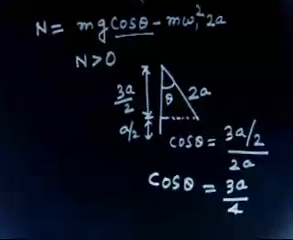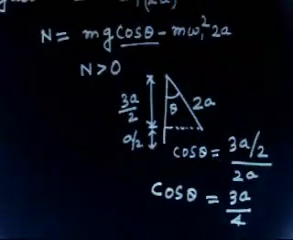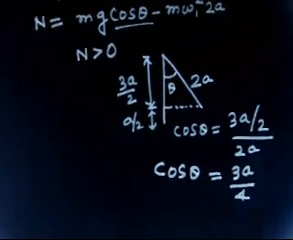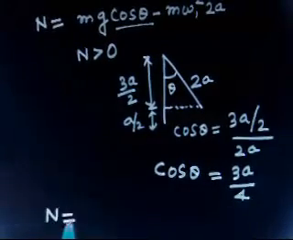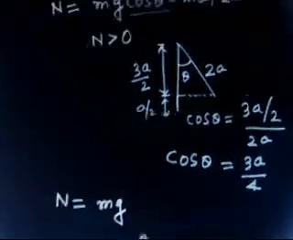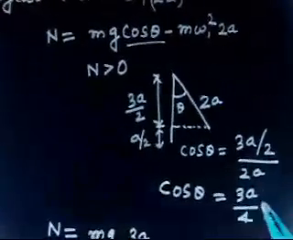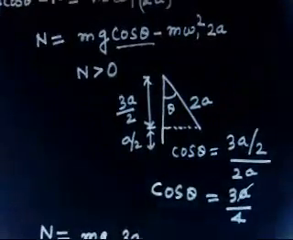Are you getting? So let us plug in the value of cos theta. So the normal reaction is mg cos theta. Cos theta is 3 by 4. A cancels out, so simply 3 by 4.